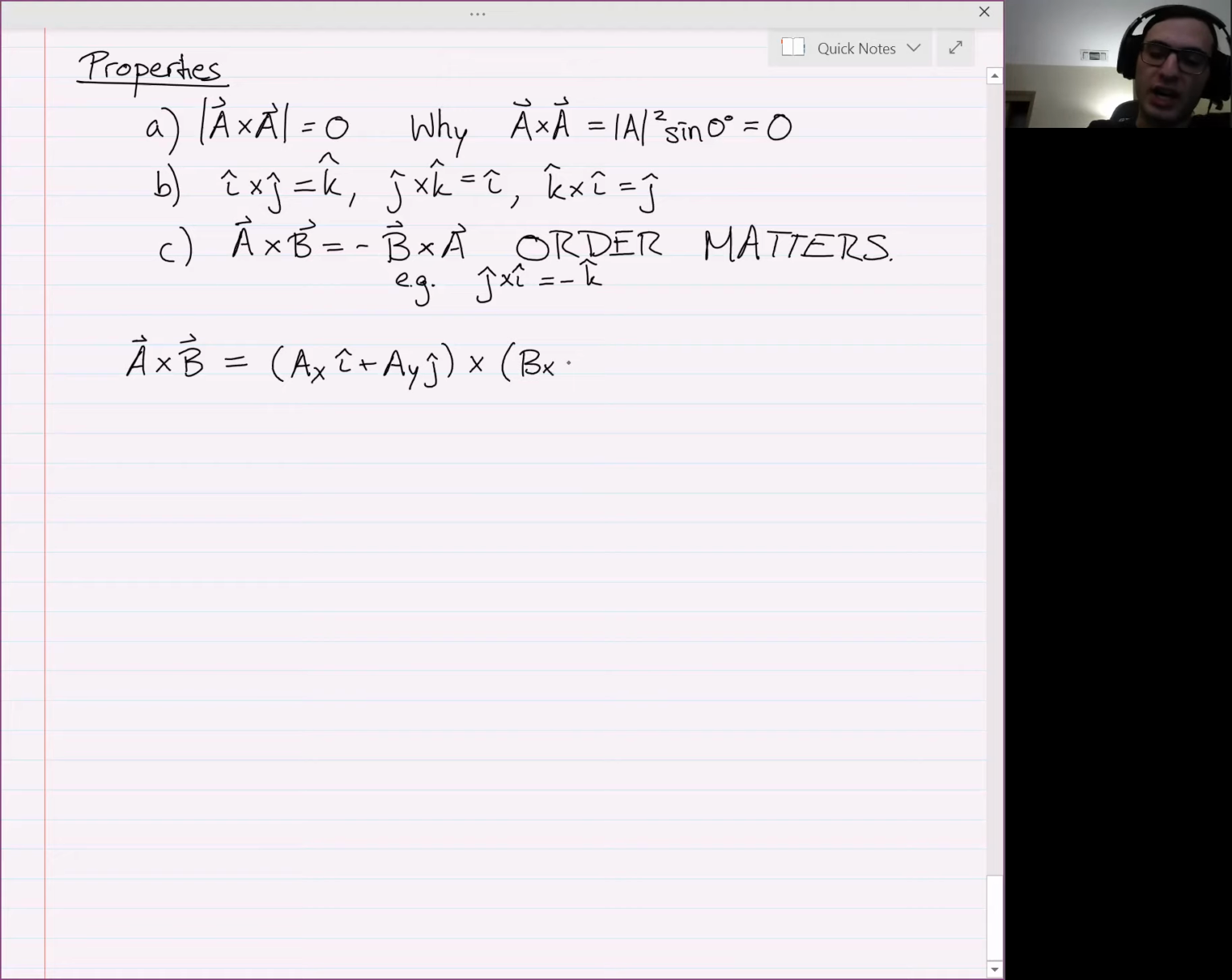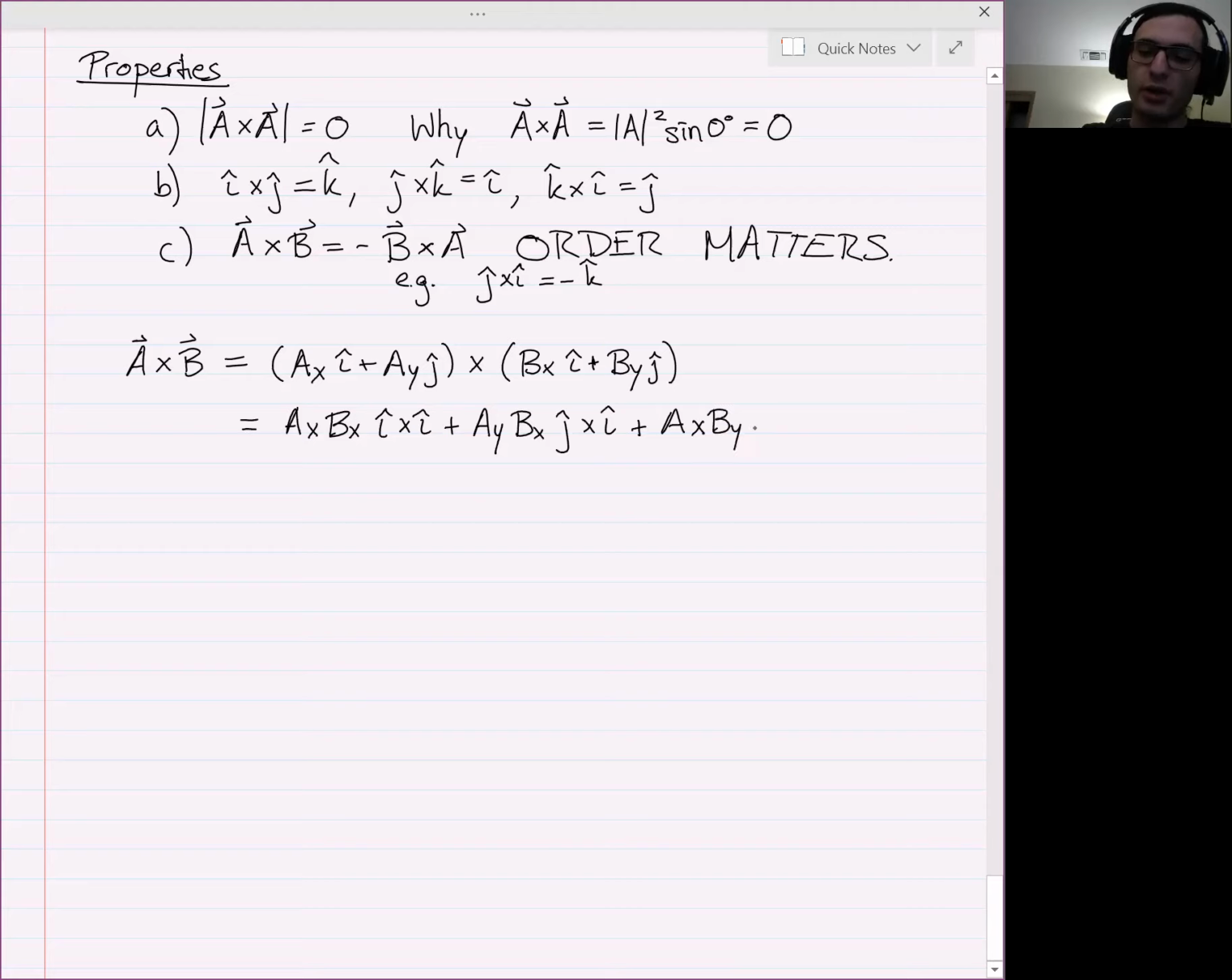And we have bx in the i hat direction plus by in the j hat direction. So just like the dot product, the cross product distributes over addition, but you have to keep track of the order. So we have ax, so I'm just going to FOIL this: ax times bx, i hat cross i hat, plus ay times bx, j hat cross i hat, plus ax times by, i hat cross j hat, plus ay times by, j hat cross j hat.